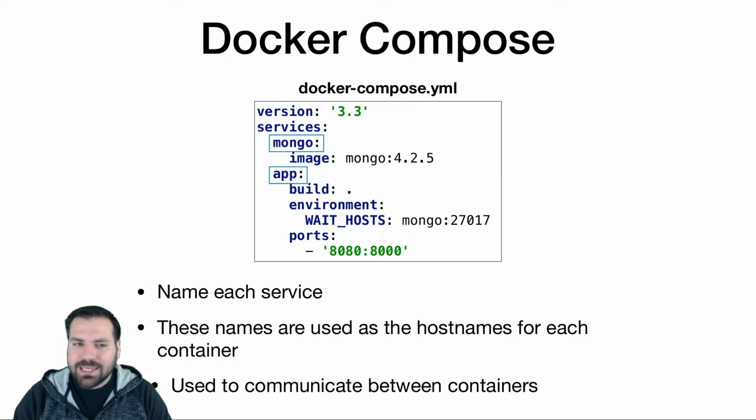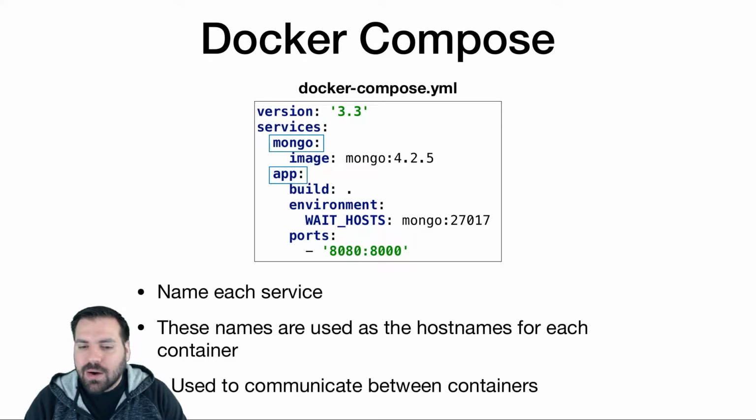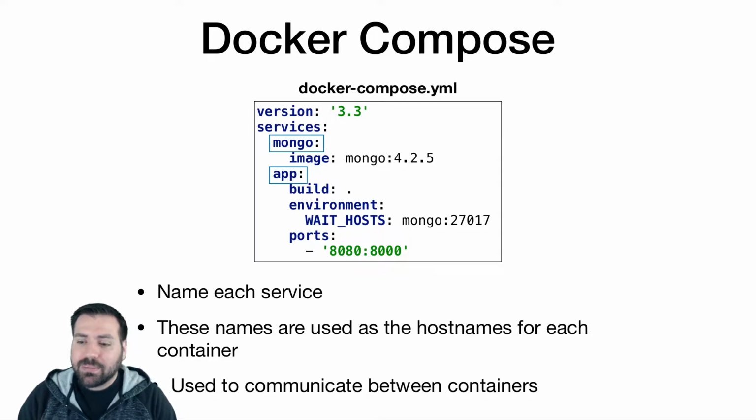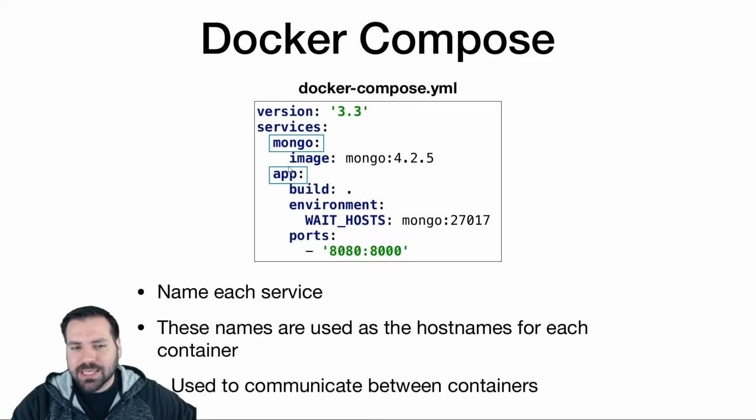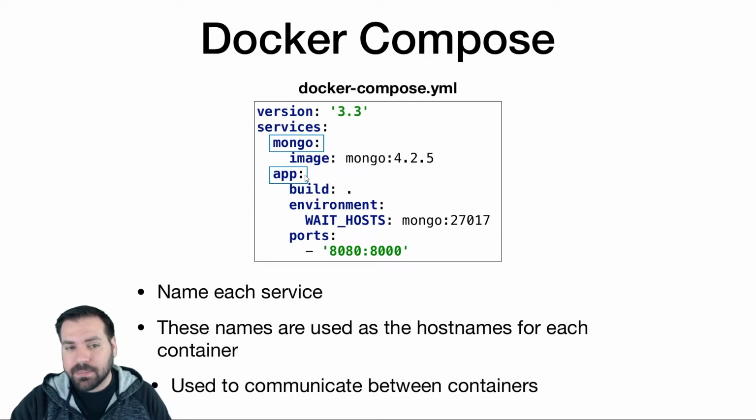Whatever you name these services, that's going to be their host names when you want them to communicate to each other. So inside these containers, say you're inside your app, in your app code, if you use localhost, which for the most part we've used for a lot of things so far in this course, localhost or 0.0.0.0, that's going to refer to the container that you're currently in, the current container that code is running in.